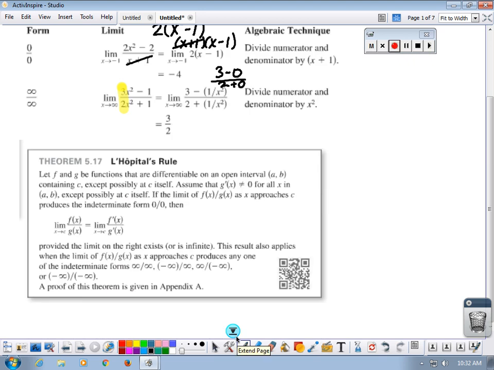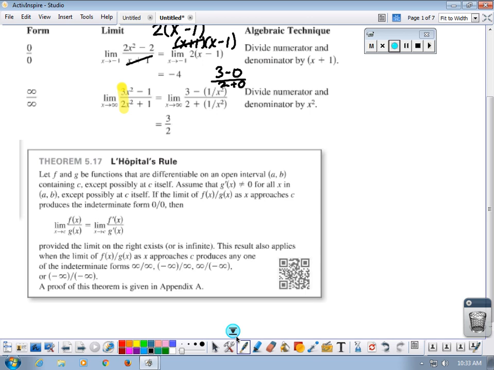Alright, so what we can do in these cases of indeterminate forms, if you don't have an algebraic way to solve the problem, is use L'Hopital's rule. It says let f and g be functions that are differentiable on an open interval from a to b containing c, except possibly at c itself. Assume that g prime of x is not equal to 0 for all x in the interval a to b, except possibly at c itself.